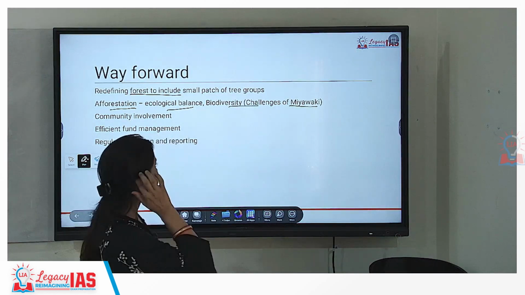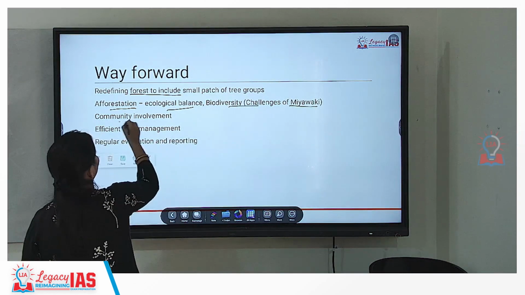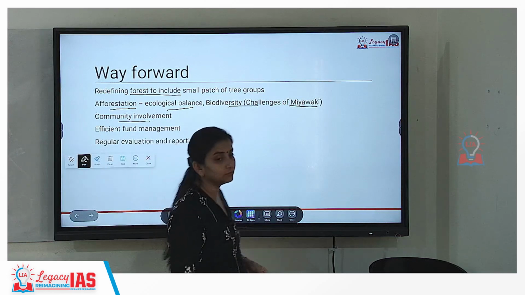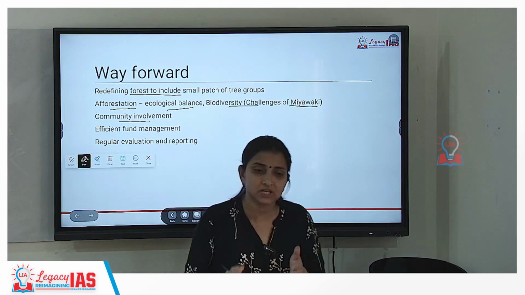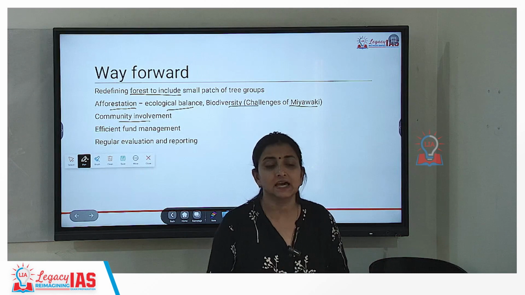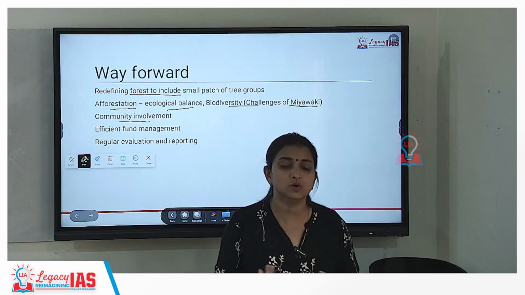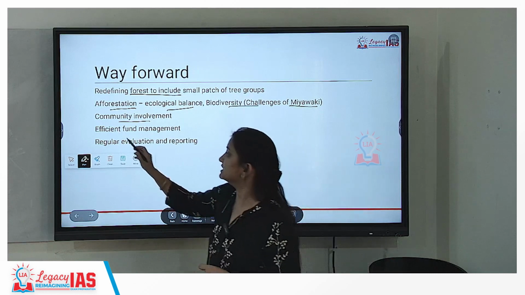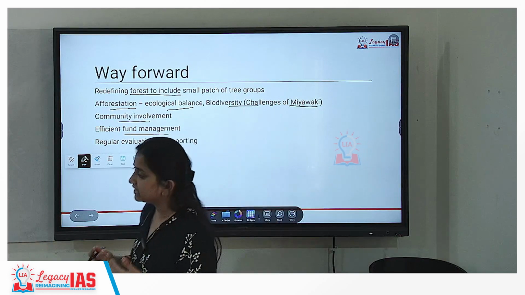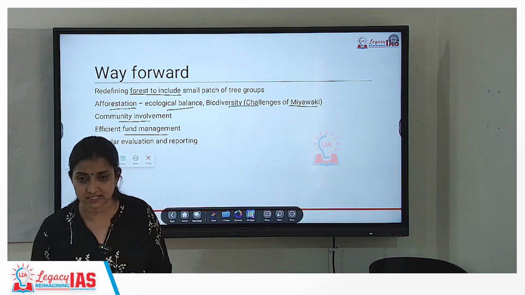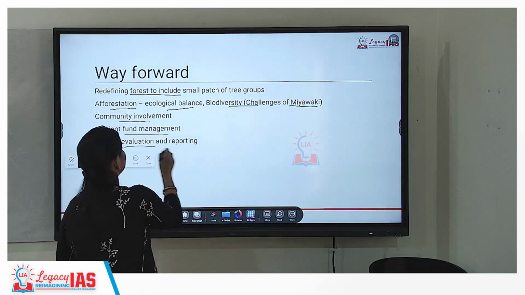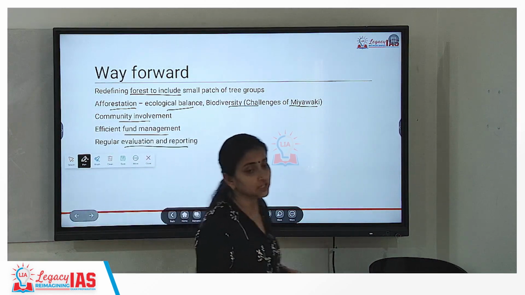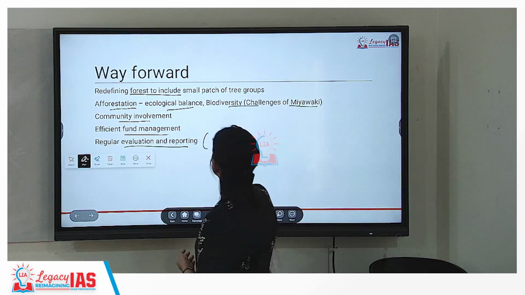Okay. Third solution can be involvement of community, because community knows their local area the best. Okay. So community involvement can also ensure a long term sustainable solution. Fourth solution is effective fund management. So we need to better utilize the funds. And fifth and final solution can be regular evaluation and reporting, or rather social audit.